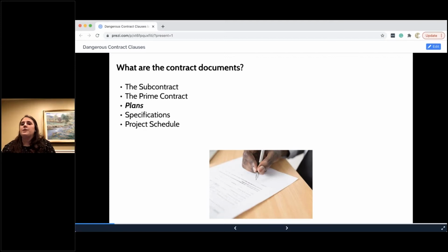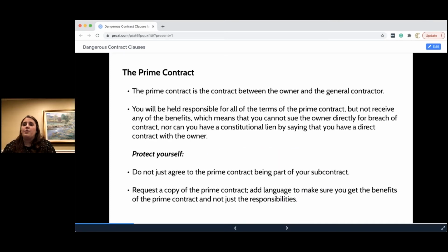Now, a lot of times what you'll see in the first couple pages of your subcontract is a heading that says contract documents. Whatever is under that heading, or if you ever see reference to anything else, you need to go get those documents. So what is a prime contract? You'll hear this term in a couple different ways. It'll be called prime contract. It might be called the original contract, but it's the contract that's between the owner and the general contractor.